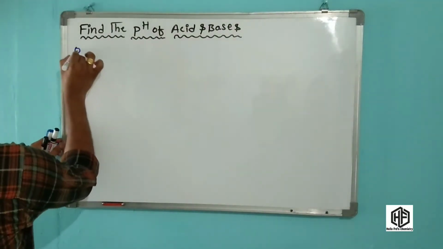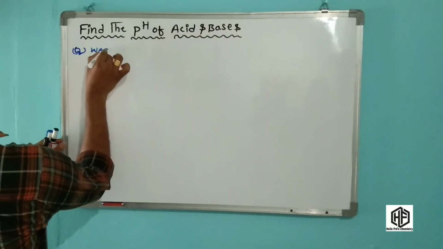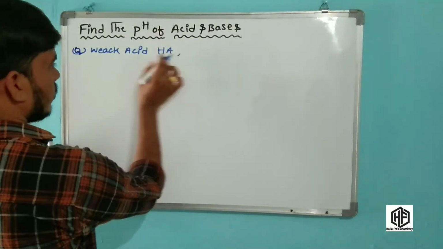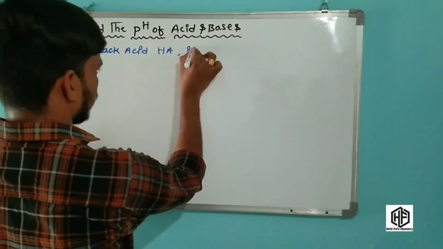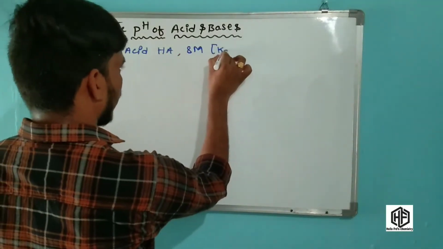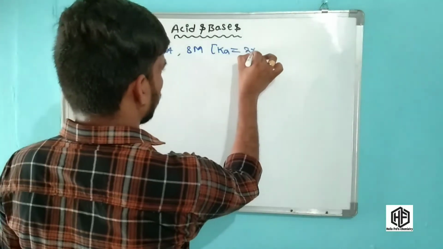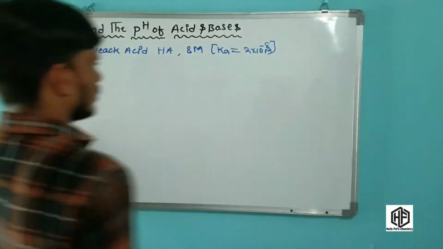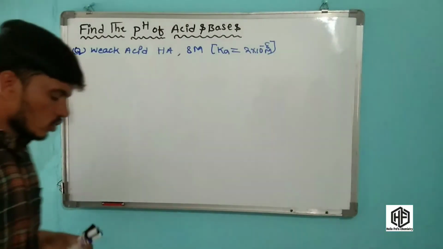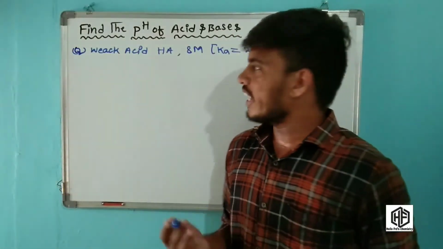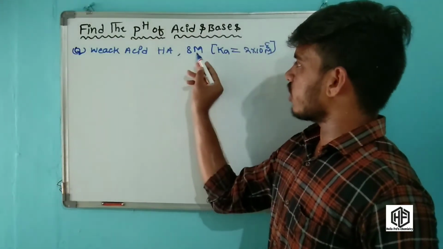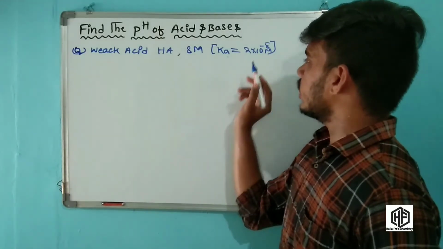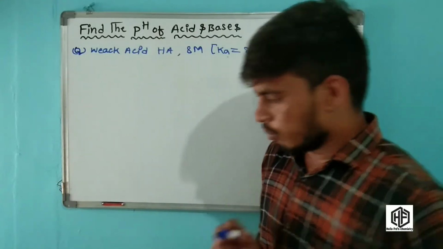Friends, the question is about a weak acid like HA. This is the weak acid HA. Its concentration is 8 molar. Now the Ka value is equal to 2 into 10 to the power of minus 8 molar. This is the problem, friends. Now I am going to talk about how to find out the pH value of the weak acid. The concentration of the weak acid is 8 molar and Ka is equal to 2 into 10 to the power of minus 8 molar.